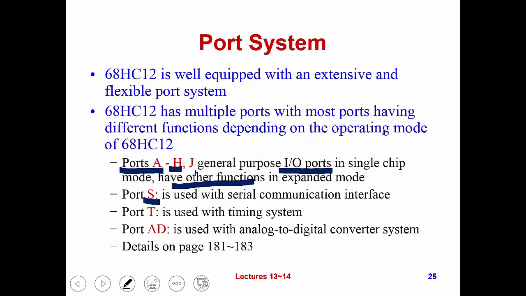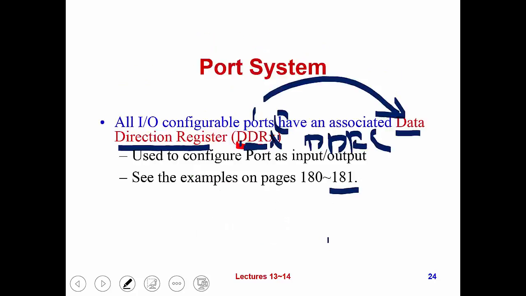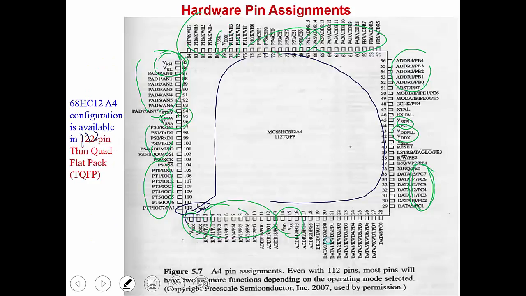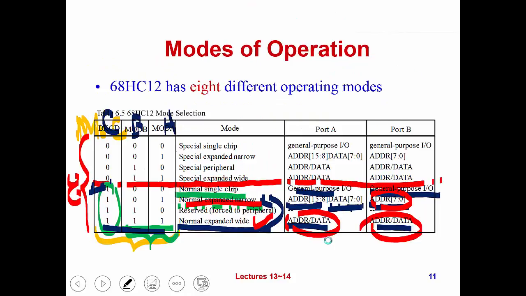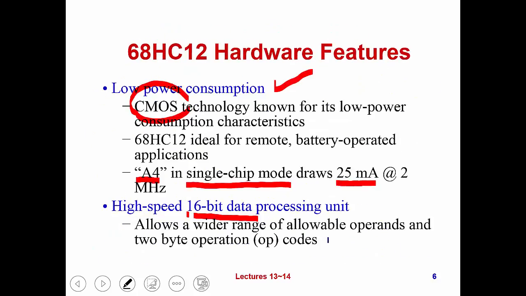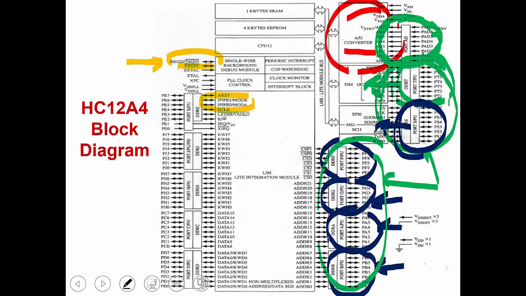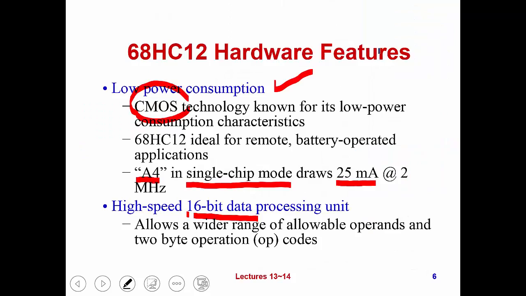And port T is for timing, as I showed you. Port AD, as I already showed you, is mainly for the A/D converter. Port AD is here. Those PAD pins are mainly for conversions, as the one I already showed you.